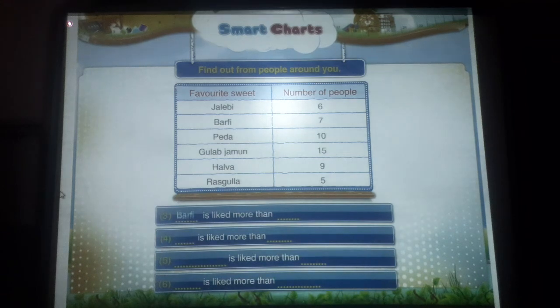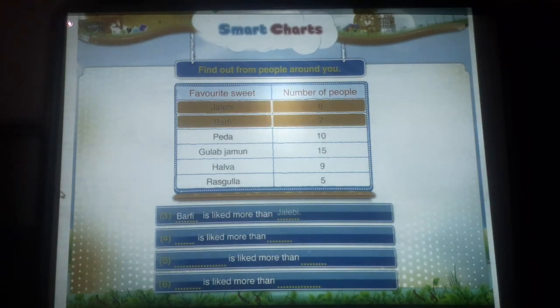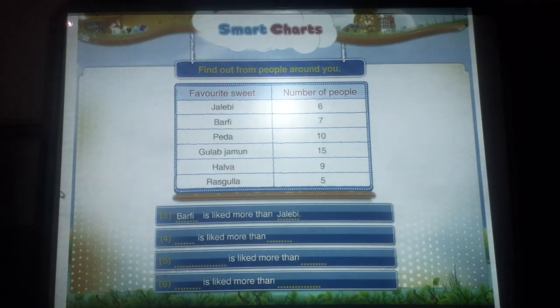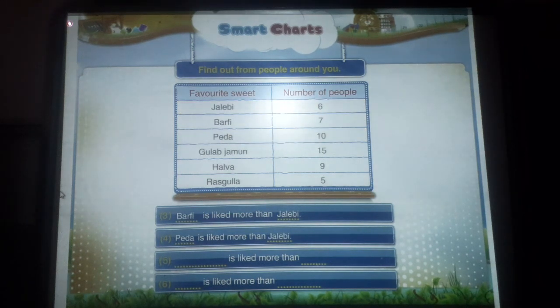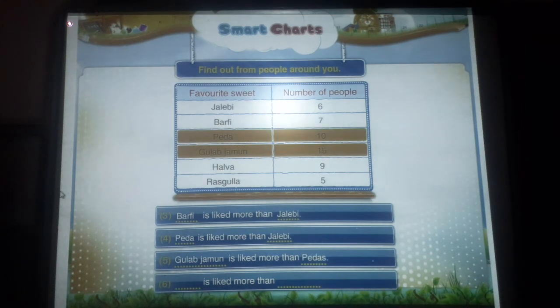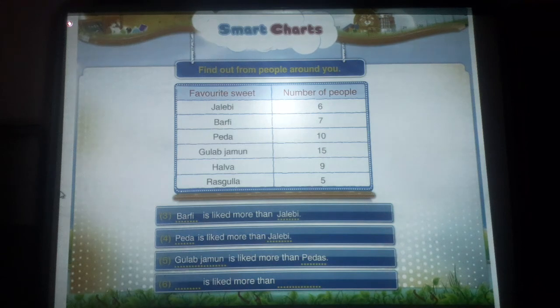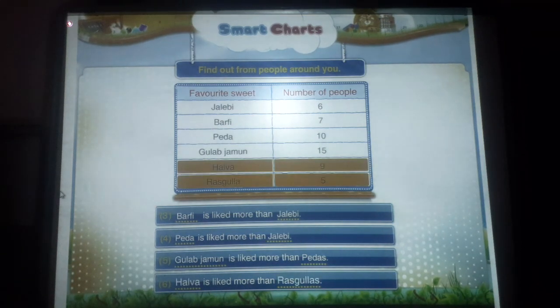3. Barfi is liked more than jalebi. 4. Peda is liked more than jalebi. 5. Gulab jamun is liked more than pedas. 6. Halwa is liked more than rasgullas.